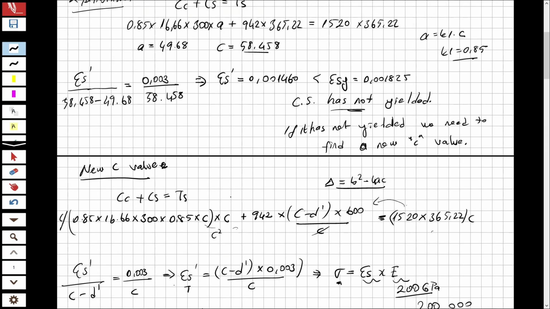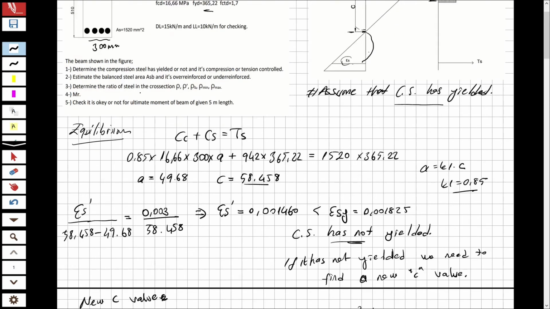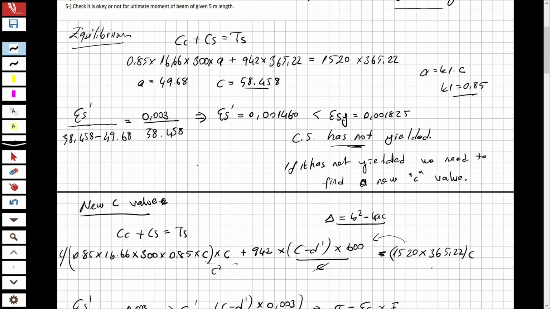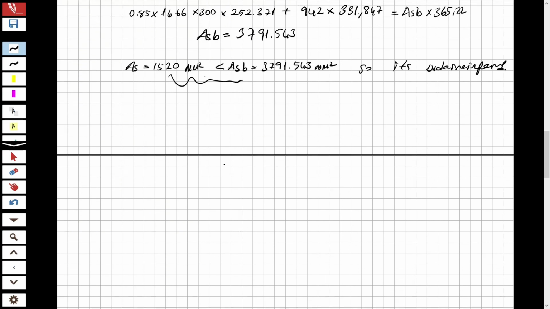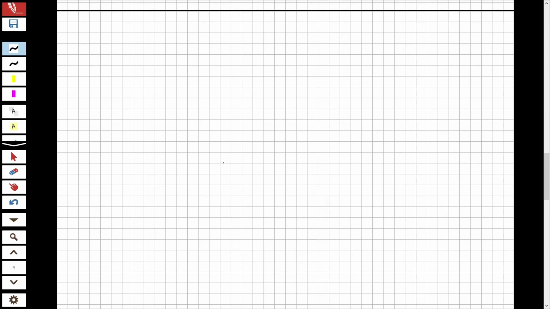For the third part, it asks us to determine the ratio of steel in the cross section: rho prime, rho balance, rho min, and rho max. We are going to determine the ratios of steel and make a comparison. So it is under reinforced and over reinforced again, because for the specifications of Turkey or any country, the reinforcement used in the cross section must be in a ratio, in a range. You cannot go over that range and make this design under that range also.